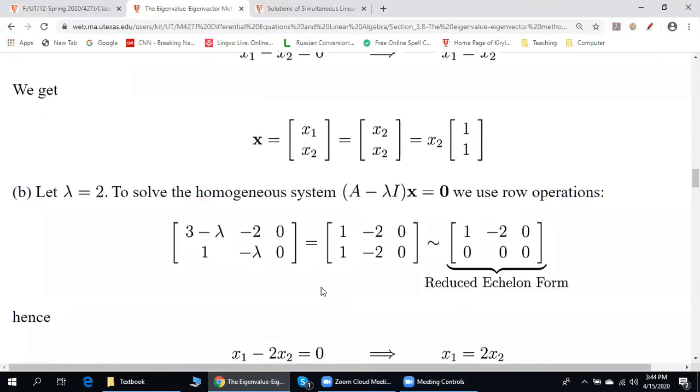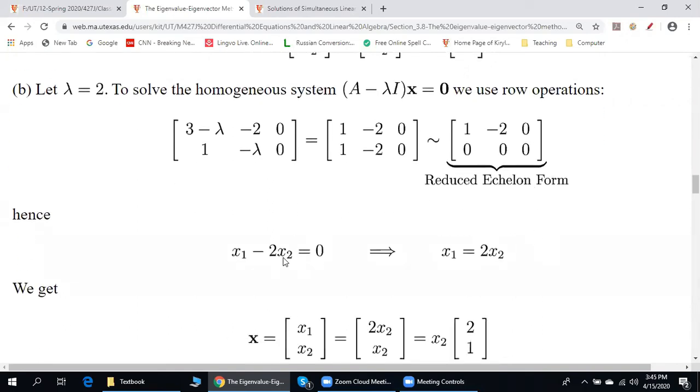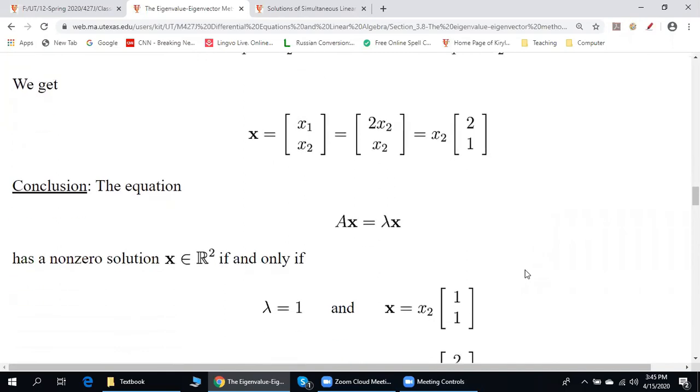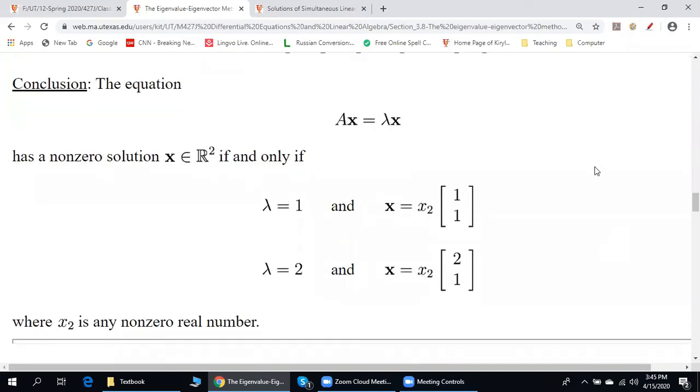For lambda equal to 2, we apply the same idea. Here's the augmented matrix, which can be rewritten as this. If lambda is equal to 2, we subtract row number 1 from row number 2 to obtain the reduced echelon form. Here's our equation. We move 2x to the right, and here is a complete description of all vectors such that T of x is equal to 2x. We summarize all these results over here.